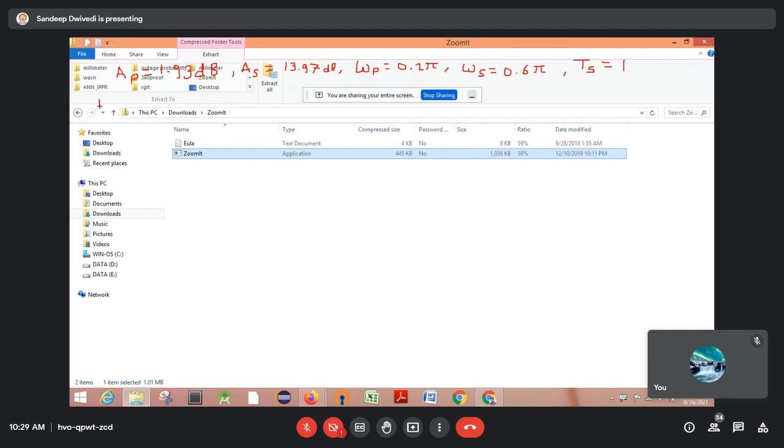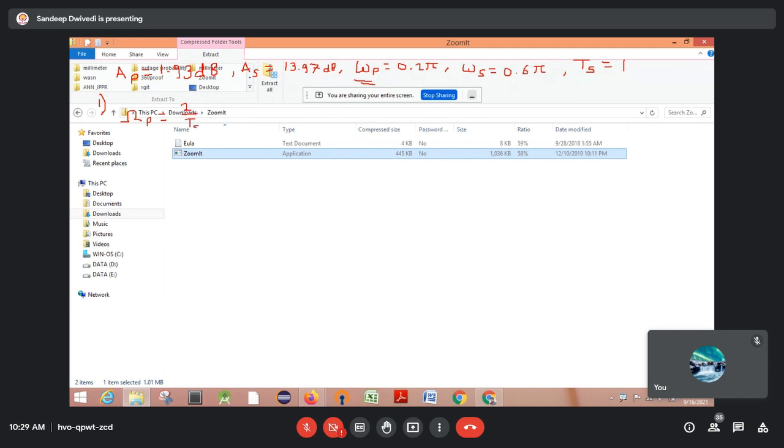Now step one will be bilinear transformation. You need to use the bilinear transformation technique. For this, first of all you need to design the analog filter. So you need to find the analog passband edge frequency from the digital passband edge frequency. If it is impulse invariance, the formula will be different.